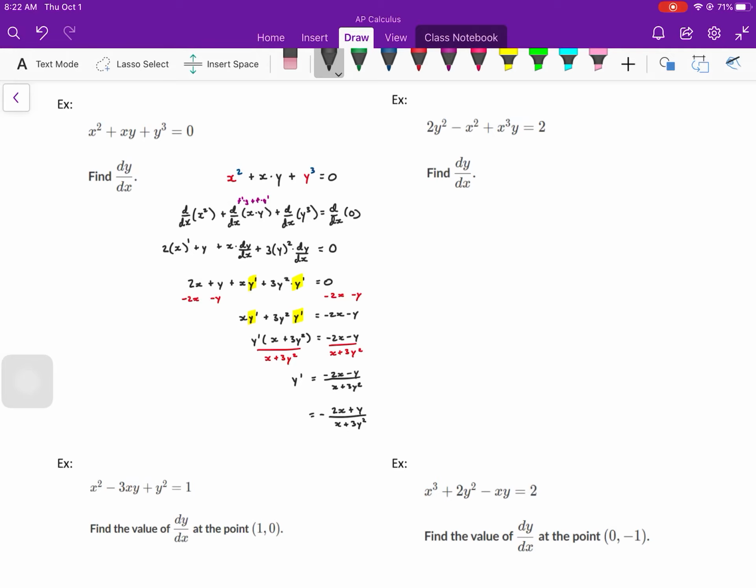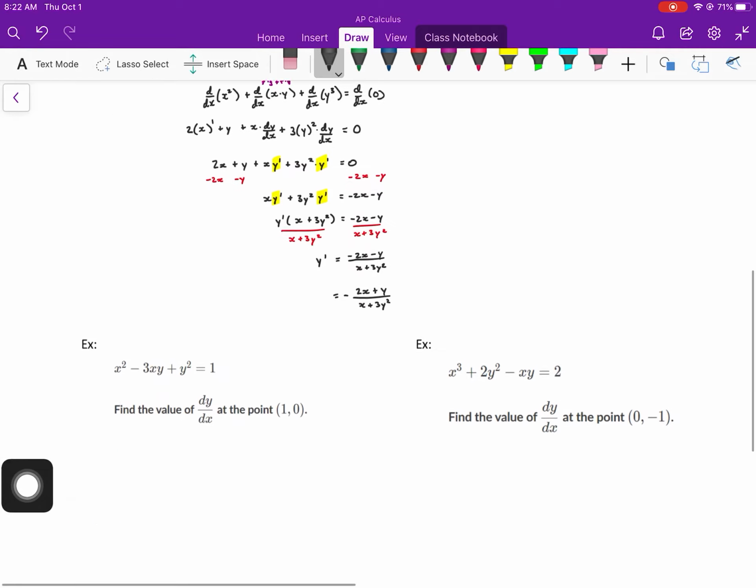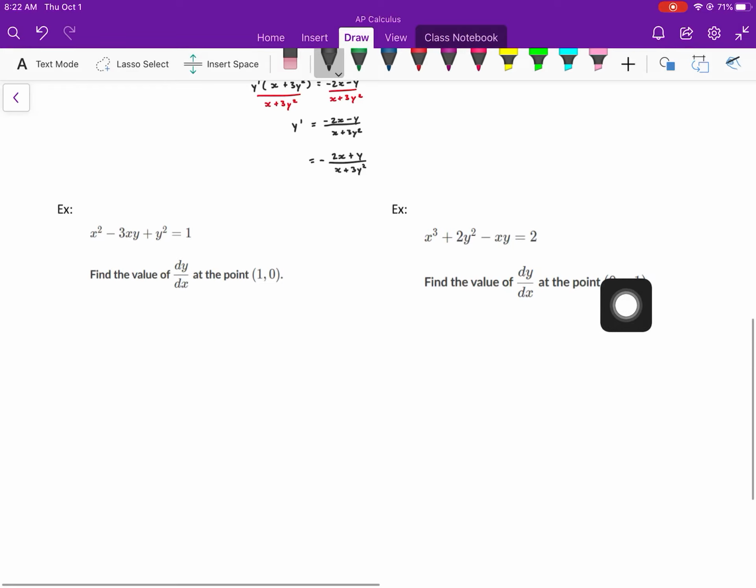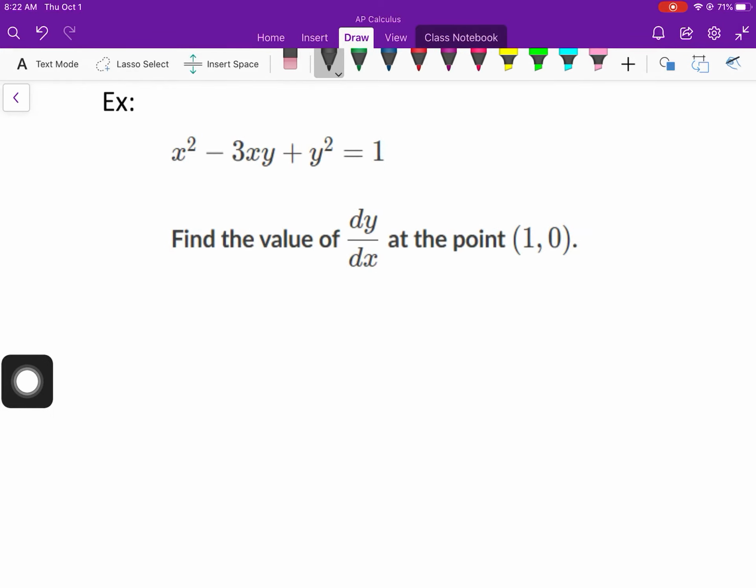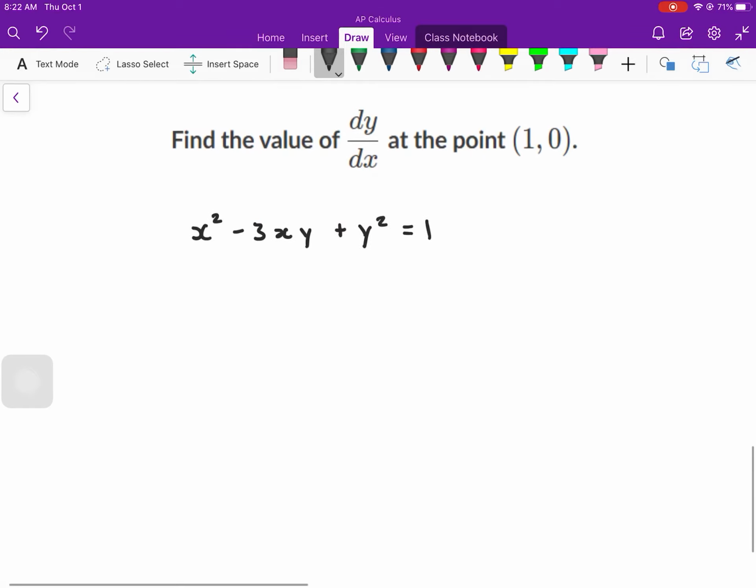So let's go ahead and take a look at this example. I'll leave these for you guys to do, but I'll write the solutions. So we'll go through this one a little faster now that we saw the details. All right, so we're going to take the derivative of everything with respect to x, right, because it's dy dx.